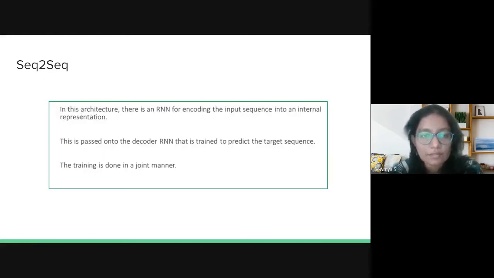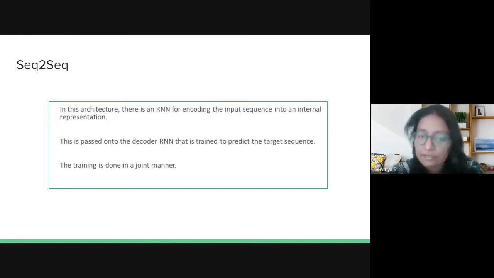So to get started, we have an RNN for encoding the input sequence into some internal representation. And this is passed on to the decoder, which is trained to predict the target sequence. There are a lot of issues here. First of all, it's a complex model because you have a lot of RNNs and a lot of internal weights. And technically, we would be using LSTM or GRU, as we saw in the previous lecture, which handles the exploding and vanishing gradient problem. And this is done in a joint manner.